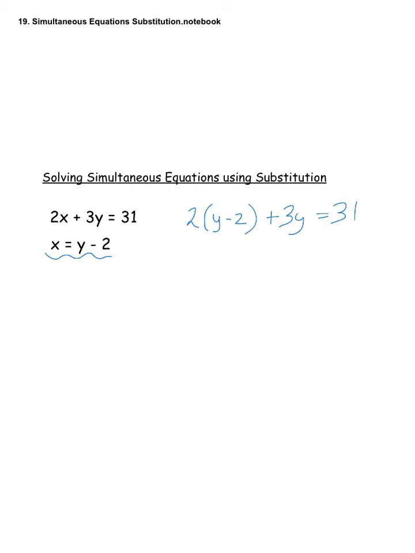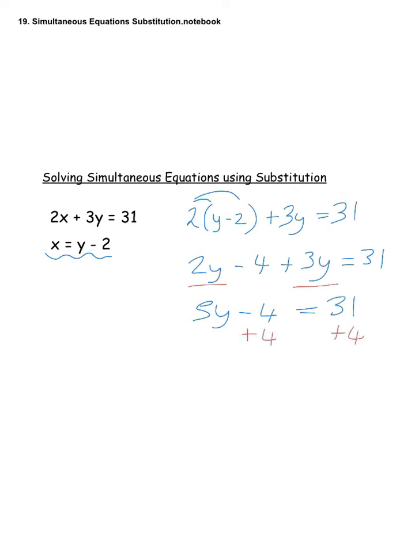Then we need to expand out this bracket by multiplying through by 2. So we get 2y minus 4 plus 3y is equal to 31. If we combine our y's, we've got 2y's here and 3y's there, so we combine them to make 5y minus 4 is equal to 31. Add 4 onto both sides. This gives us that 5y is equal to 35, and we should be able to tell from that y is equal to 7.